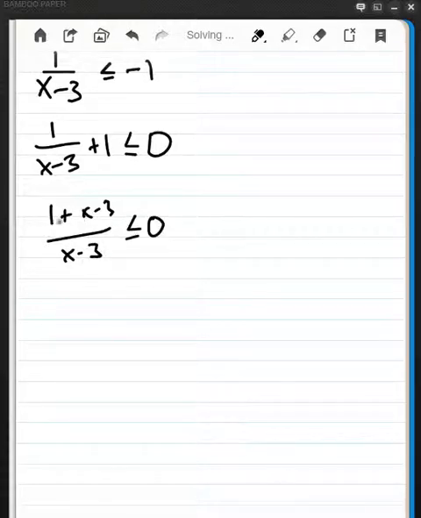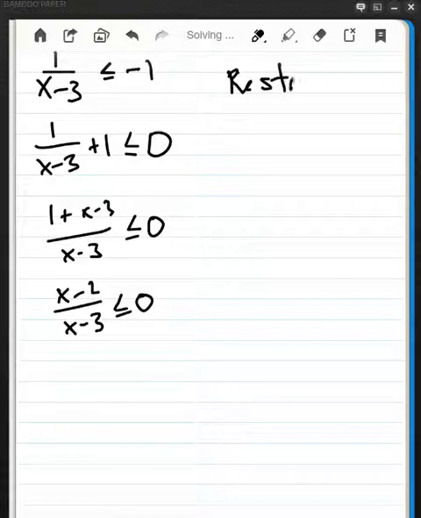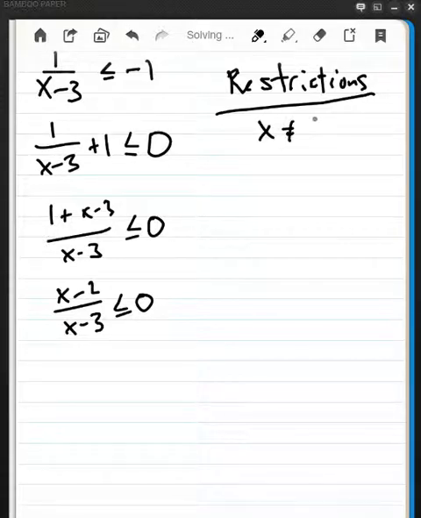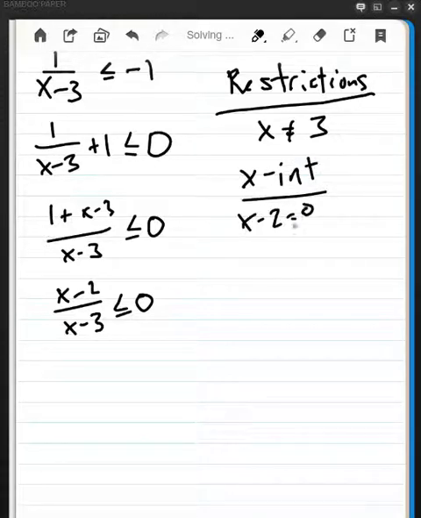And let's just clean up that top. We're going to add the 1 and the negative 3, so we're going to get x minus 2 over x minus 3 is less than or equal to 0. Okay, let's figure out what our restrictions are. So restrictions on this expression. Our denominator can't equal 0, so x cannot equal 3. For the x-intercepts, we would need to set our numerator equal to 0, so x minus 2 is equal to 0, which means this thing crosses the x-axis at x equals 2. Okay, both of these values are going to be important, the restrictions and the x-intercepts.